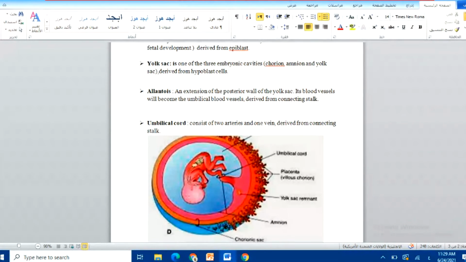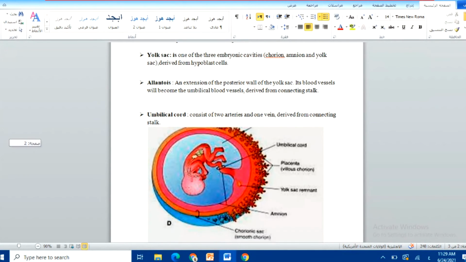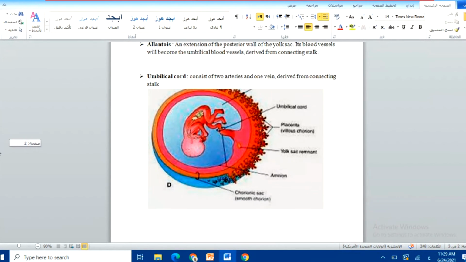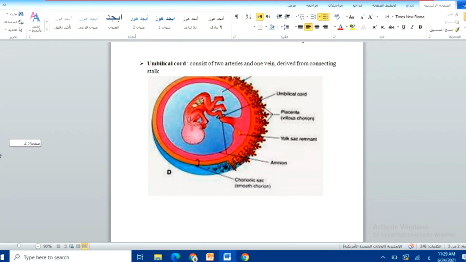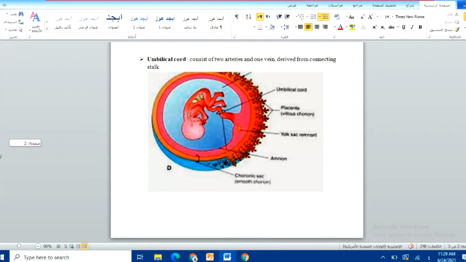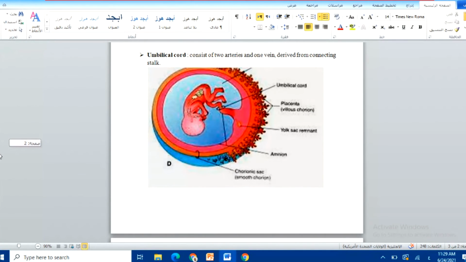The allantois is also an extension of the yolk sac. Its blood vessels will become the umbilical cord blood vessels. They are all derived from the connecting stalk. The umbilical cord consists of two arteries and one vein, and they are formed from the connecting stalk.